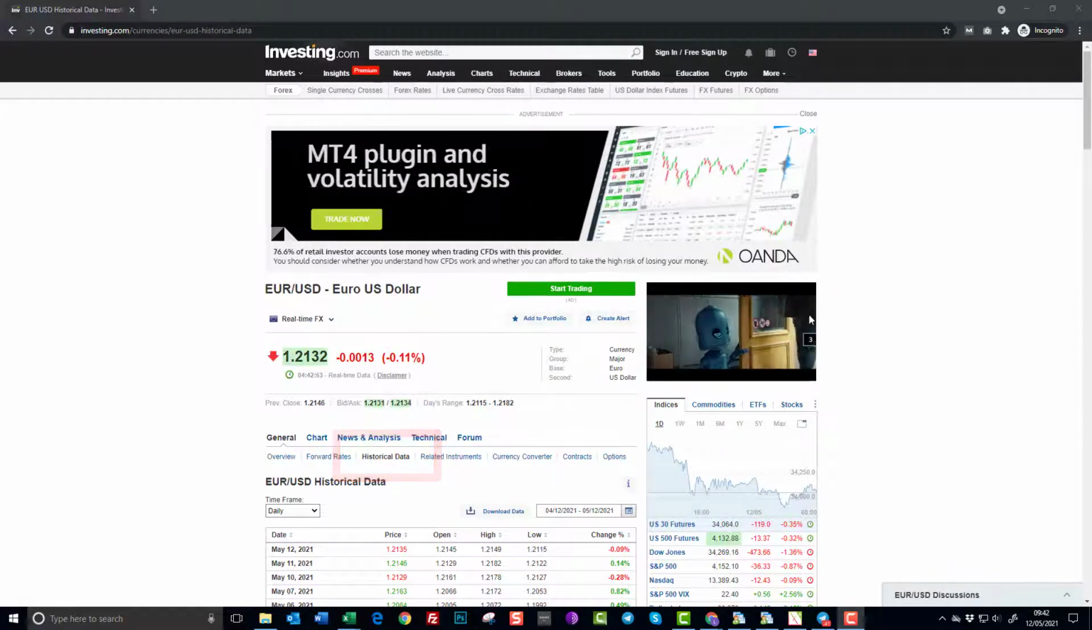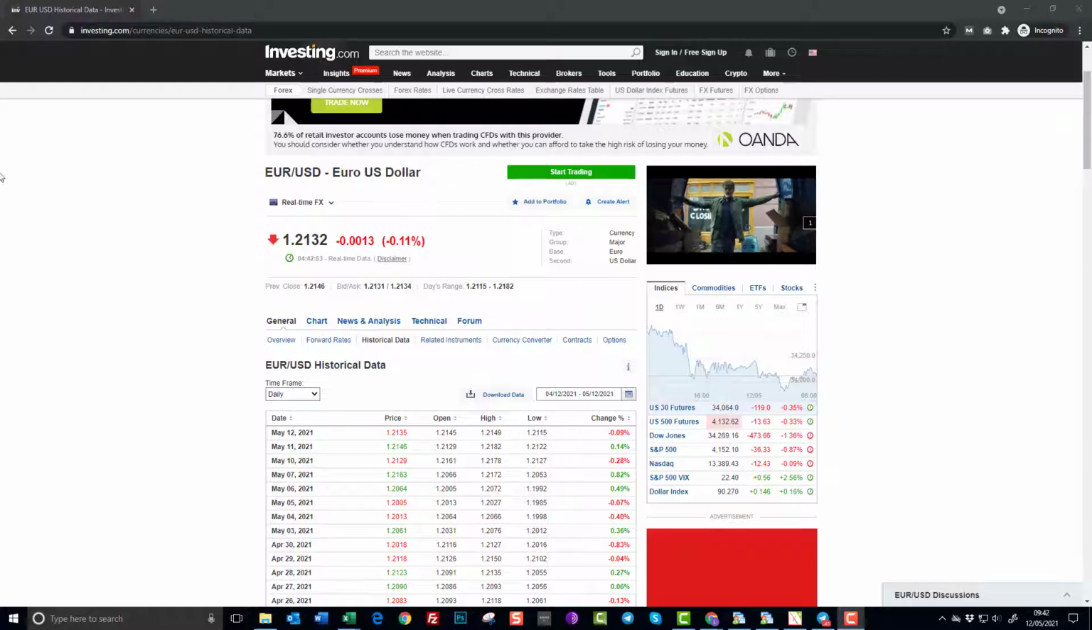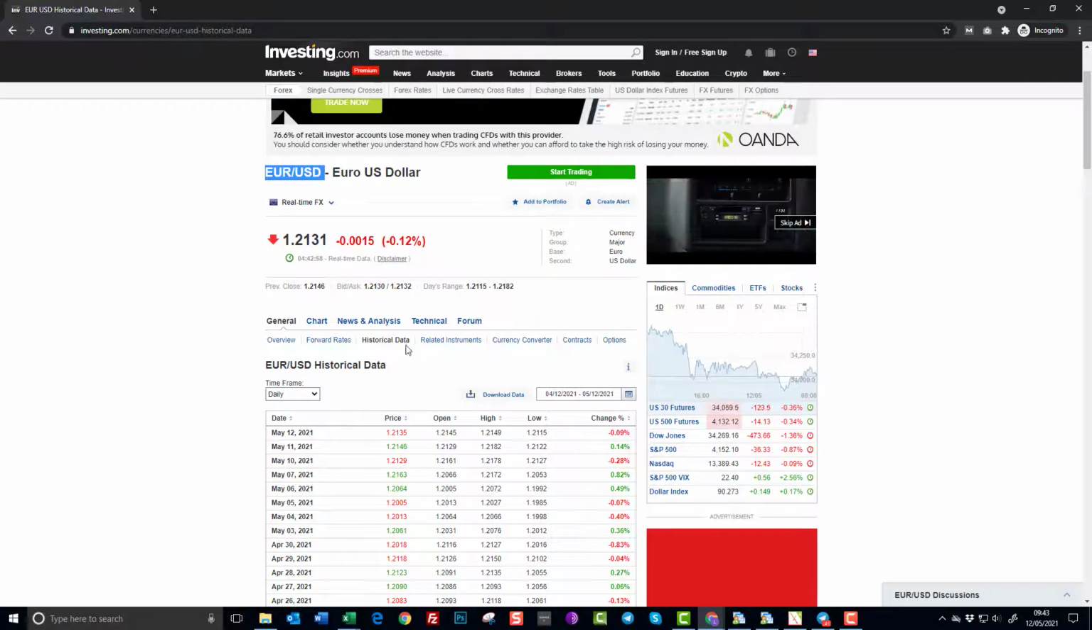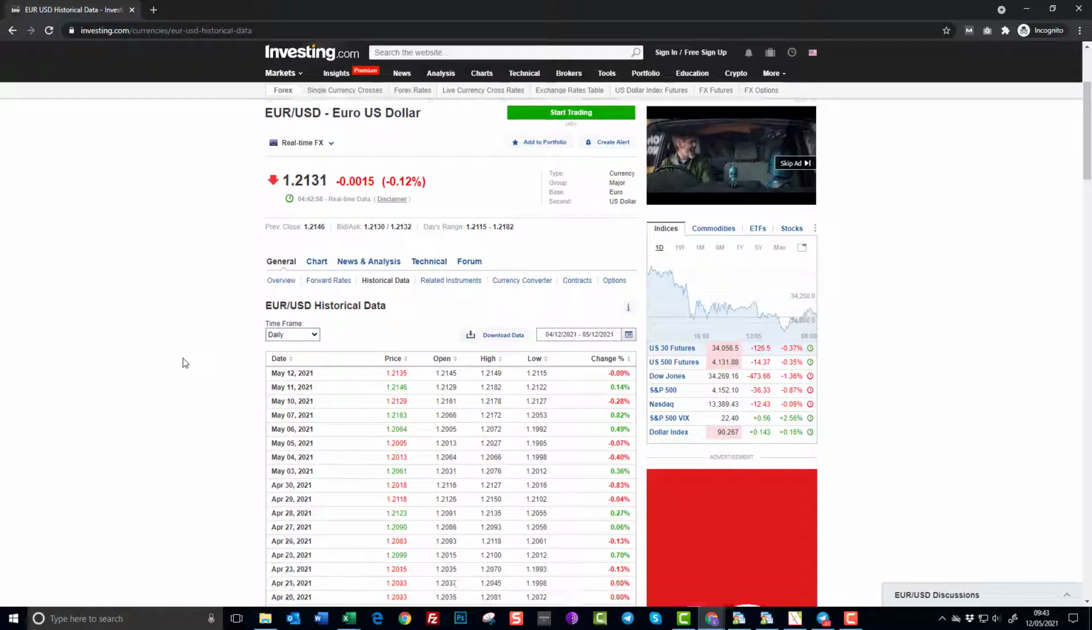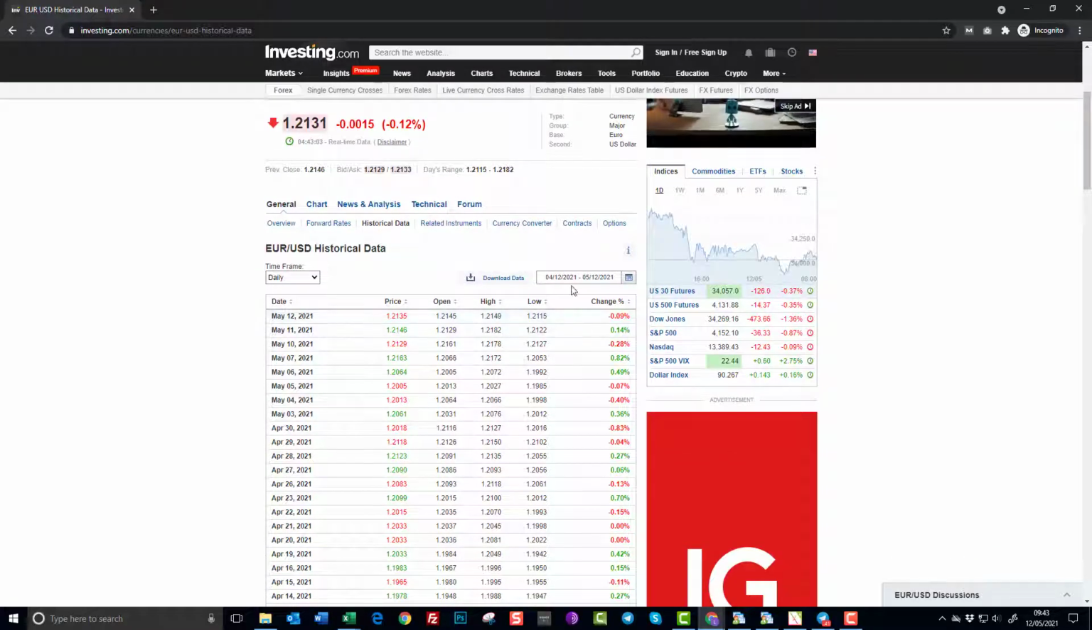could want to trade. So what you can do is you can come onto here and you can go to an individual currency pair and you can click on historical data, and it will give you all the historical data for whatever time period you want, which is the price, the closing price, open, high, and the low, and the change for the individual day. And you can do this for daily, weekly, and monthly.